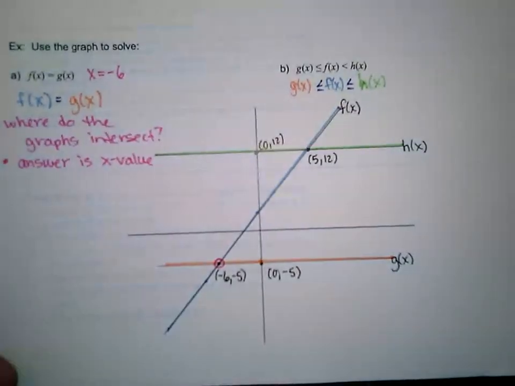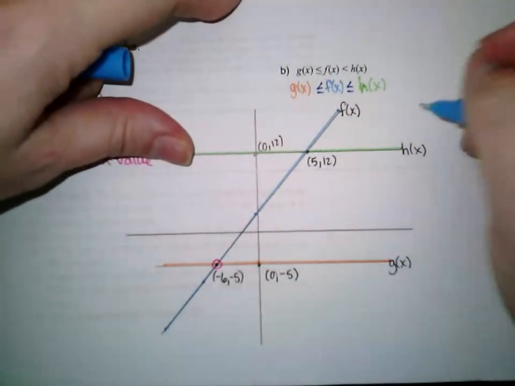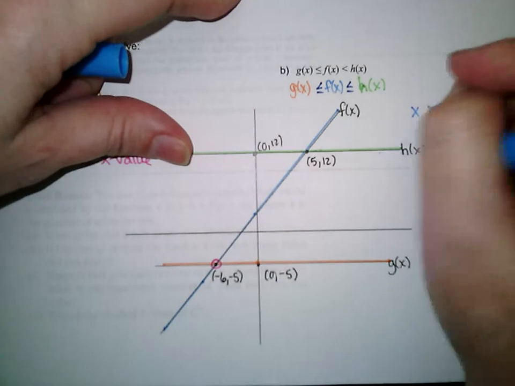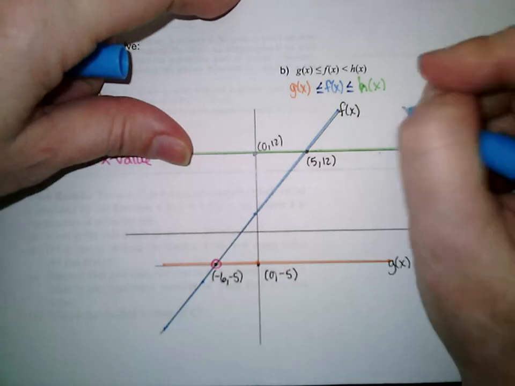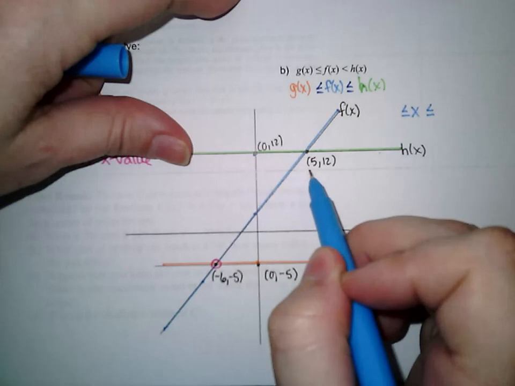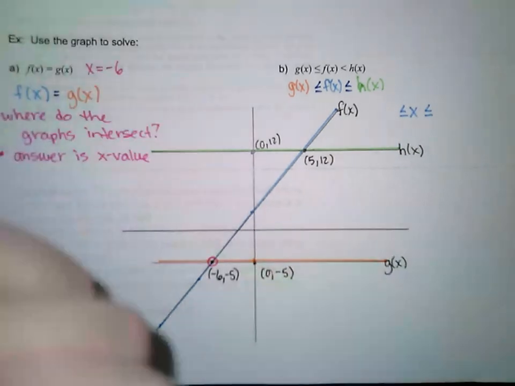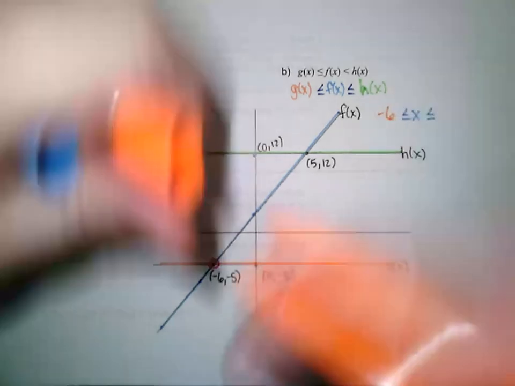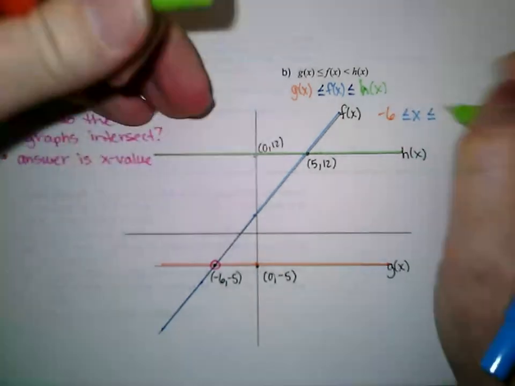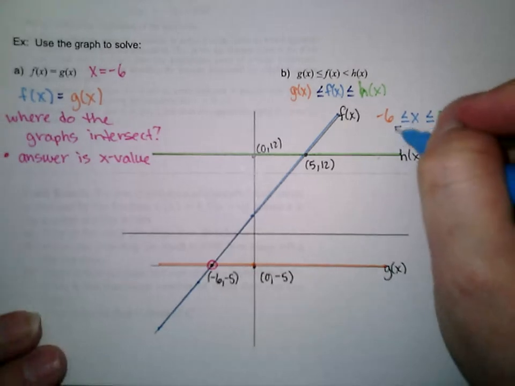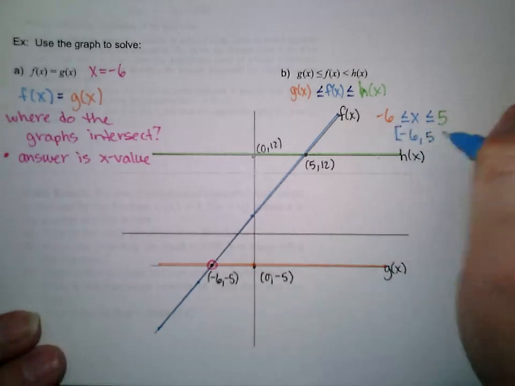So f of x is trapped in between g of x and h of x for all the values of x that are between this x value of 5 and this x value of -6. So that are between -6 and +5. So in interval notation, that would be from -6 to, oops.